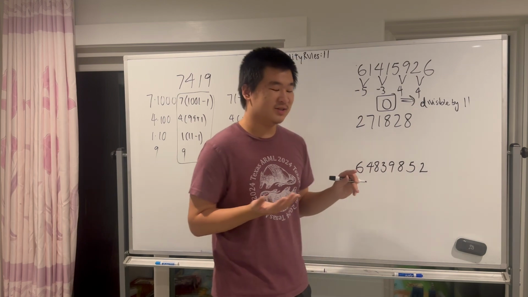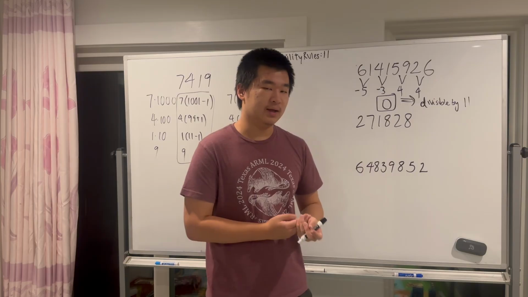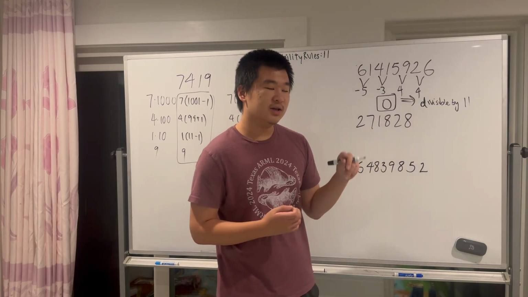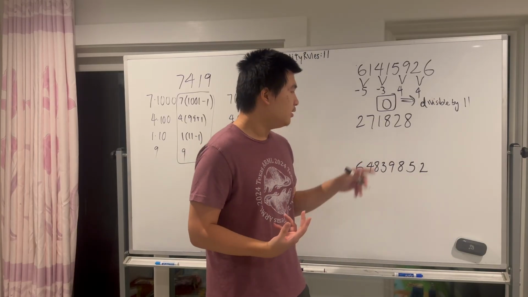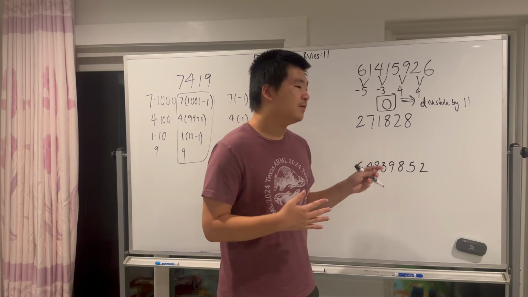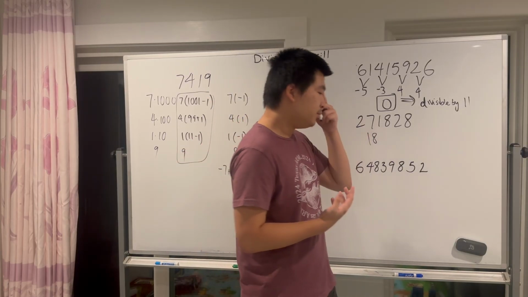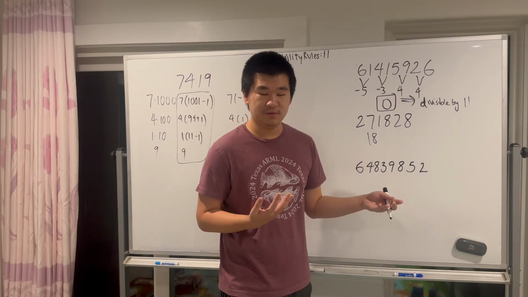Now next question, 271,828. Maybe you also recognize this as e. But let's try our luck and see if this is divisible by 11. So we have plus 8 minus 2. Okay, plus 8 minus 2 is 6. Plus 8 is 14. Minus 1 is 13. Plus 7 is 20. Minus 2 is 18. And we see that we have 18 here. So this has a remainder of 18 when we divide it by 11.